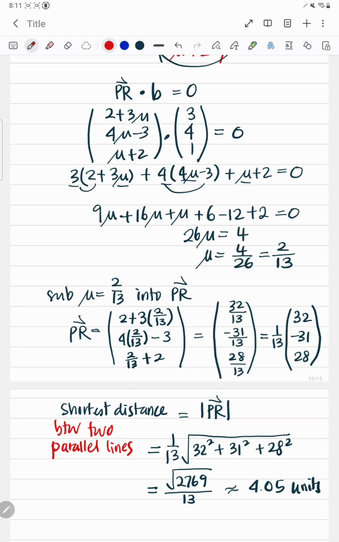In the next video, I will show you how to find the shortest distance between two skew lines.